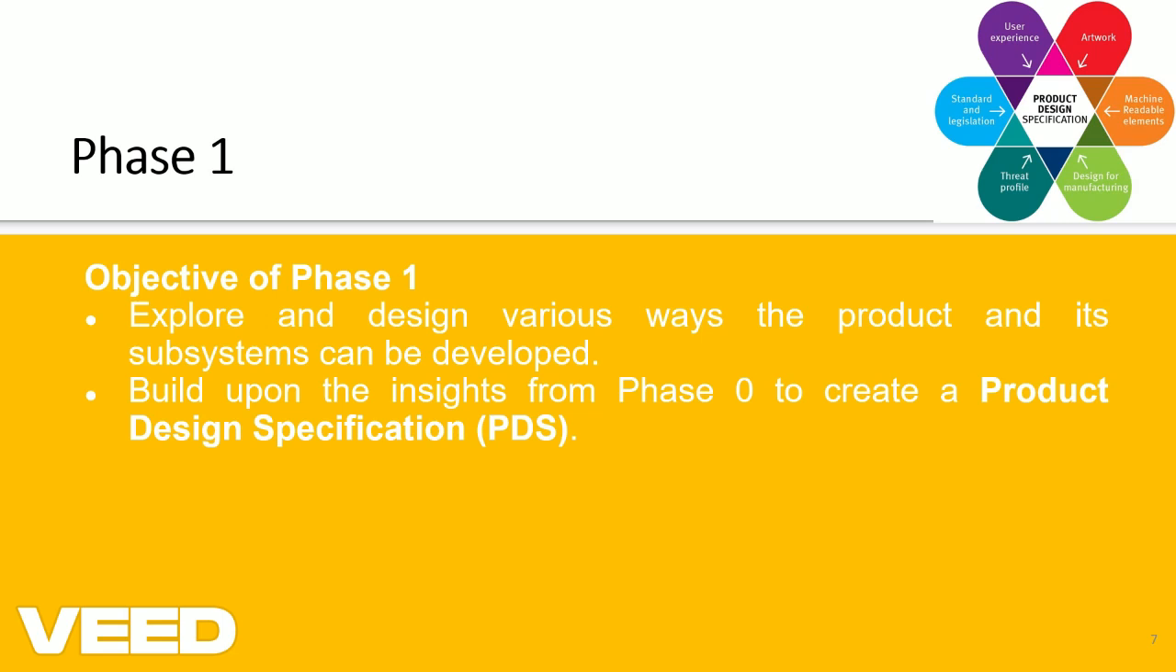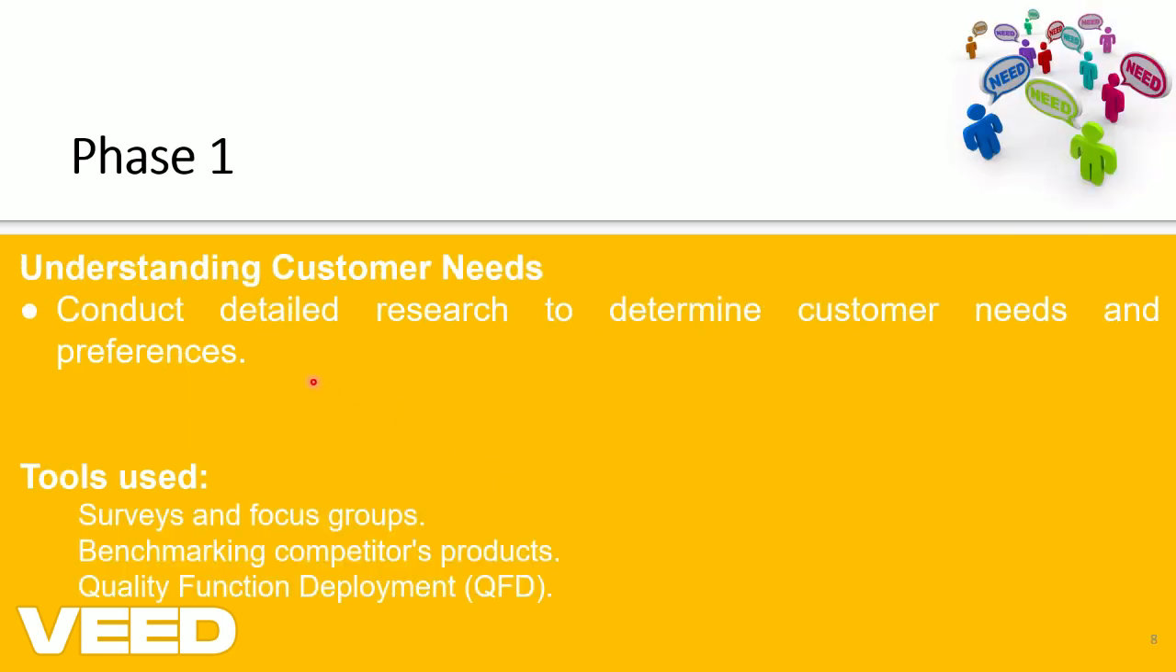In phase one, we have to explore various ways the product and its subsystems can be developed. Various concepts need to be developed, and finally, with reference to phase zero, we have to create the PDS, product design specification. In phase one, you have to understand the need of the customer. You have to capture the VOC, voice of the customer, that is, what the customer needs and prefers.